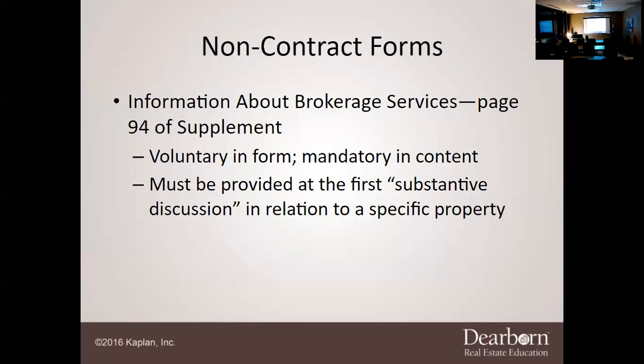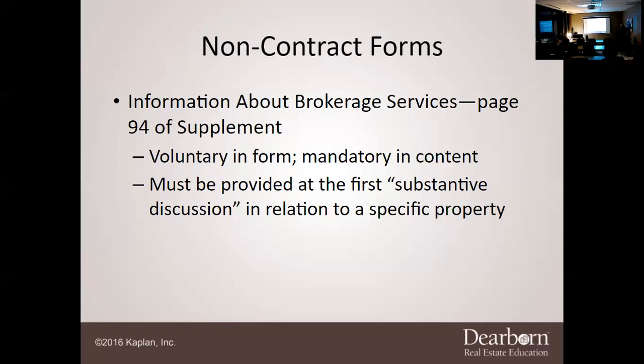Okay, so the information about brokerage services is voluntary, and this is very key, they will test you on this on the exam: it's voluntary in form, but mandatory in content. So what we mean by this, and I'm about to pull one up, I actually had an agent who liked to make her own little things poofy. She wanted to have little roses and little things on her forms.